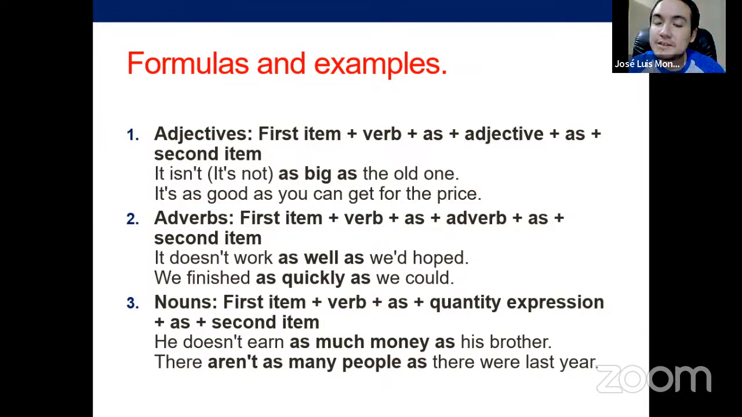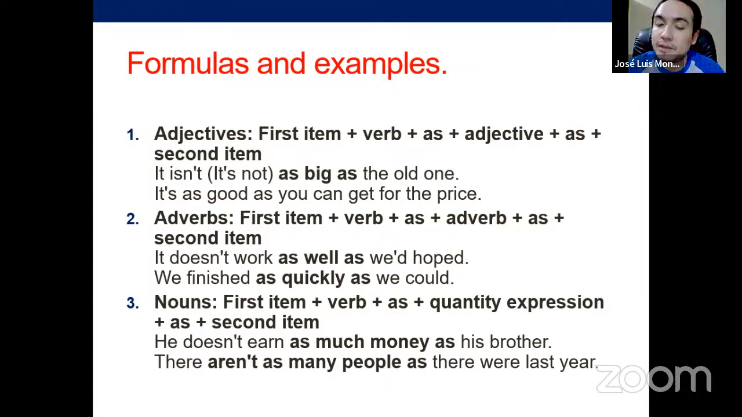We finished as quickly as we could. Also, finish is an action verb. We know how we finished, or how quickly in this case. And we could is comparing this with our abilities in the past. So again, absolutely everything can be compared with this structure.